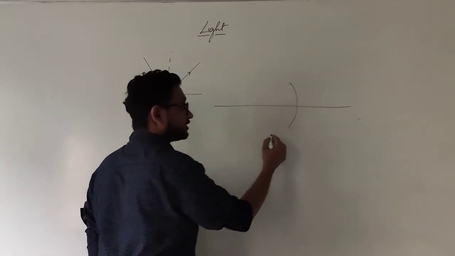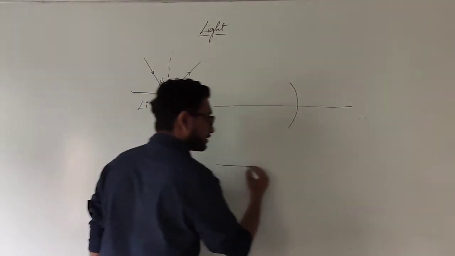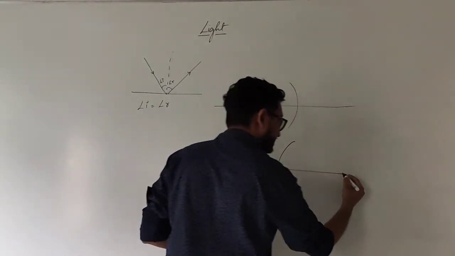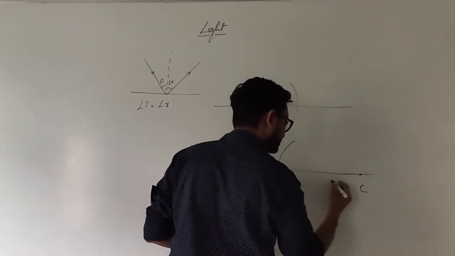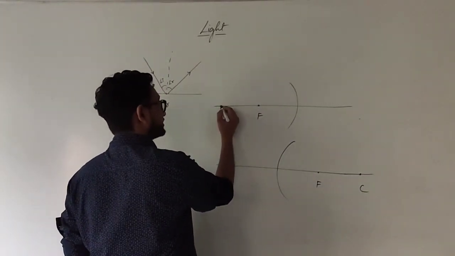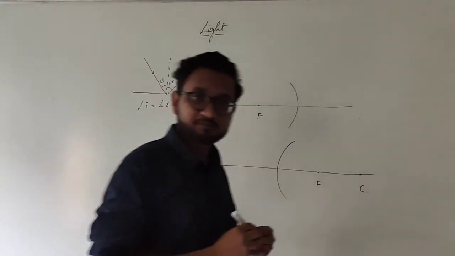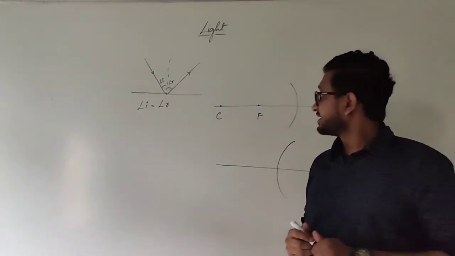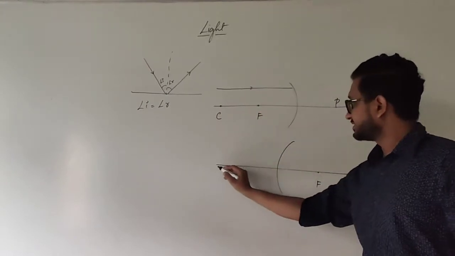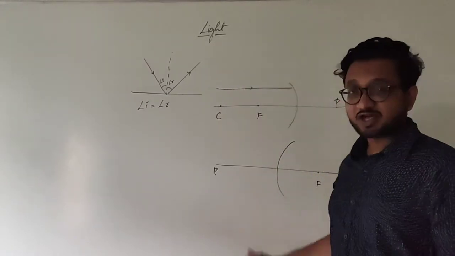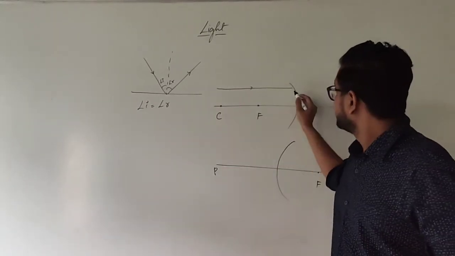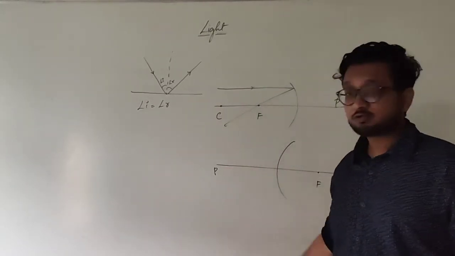We have a concave mirror and we have a convex mirror. In this case, the center of curvature is over here, focus point over here. In this case, focus point is here and center of curvature is here. First case, if an incident ray of light is parallel to the principal axis, then after incidence it will pass through focus.